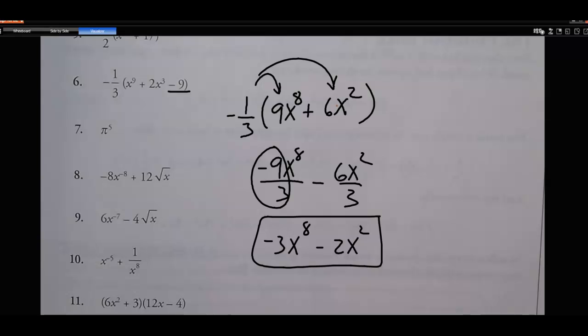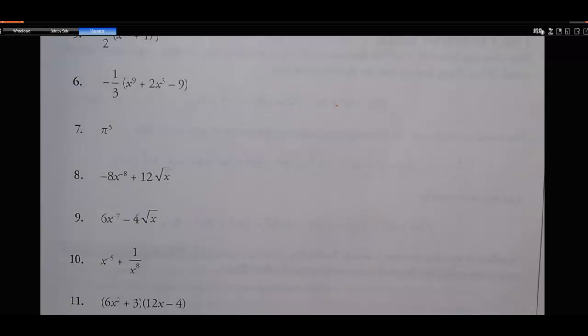Okay, so that's one way to do it, is just to take the derivative of the parts with the x's and leave the constant alone and then distribute at the end. Or you could distribute at the beginning and then take the derivative of that. I think it's easier in this case just to do it the way I showed you.